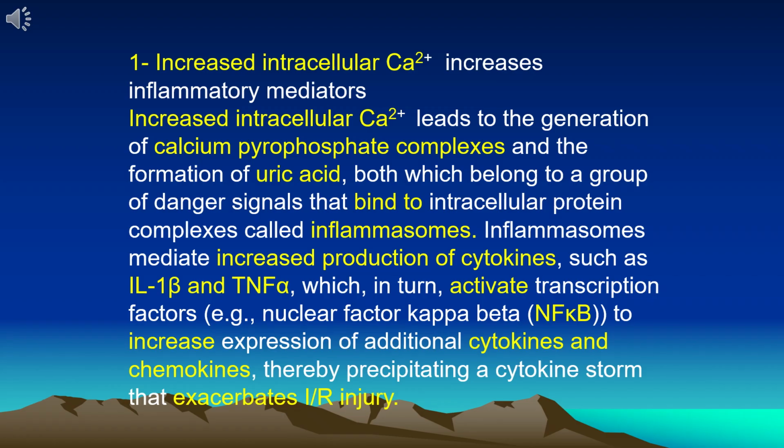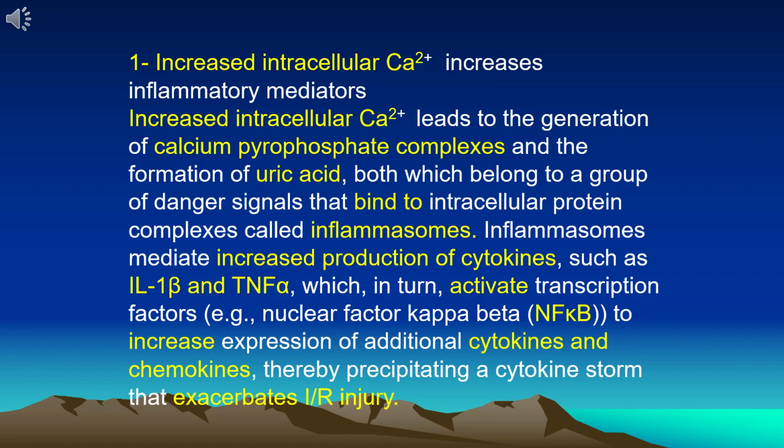We've seen how calcium overload poisons the cell directly. Now, we see its second, perhaps more devastating, role: activating a powerful inflammatory army that attacks the tissue from within. The increased intracellular calcium doesn't just stay in the cytosol. It triggers the generation of specific danger signals, or DAMPs. Specifically, it leads to the formation of calcium pyrophosphate complexes and uric acid crystals.